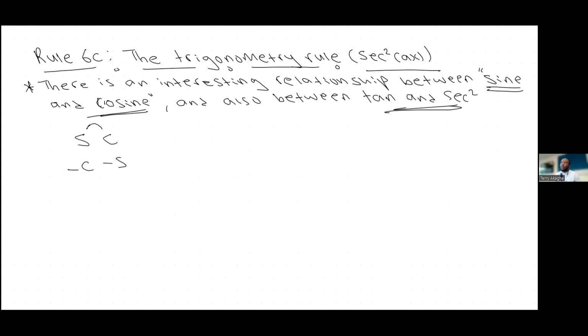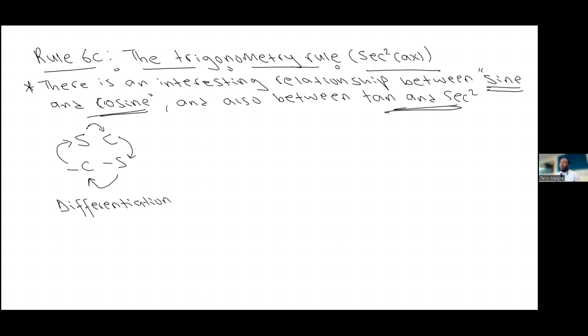When you differentiate cosine, it's going to give you minus sine. When you differentiate minus sine, it's going to give you minus cosine. And when you differentiate minus cosine, it's going to give you sine. So this is for differentiation. I've talked about this in the differentiation series, so you can go to my channel and look out for the differentiation videos and watch it there.